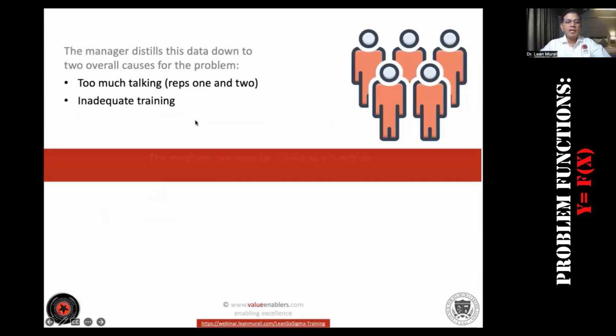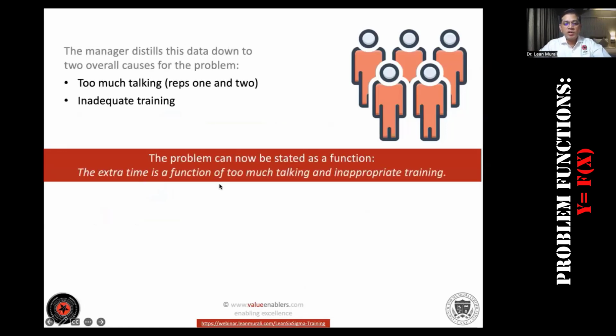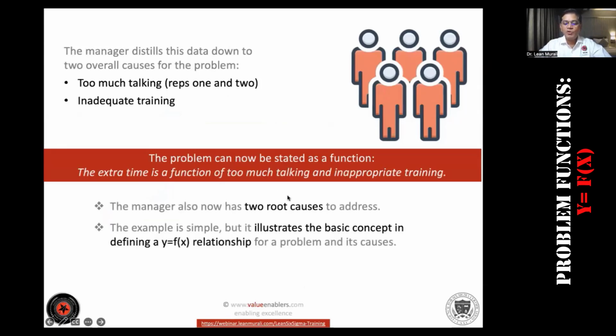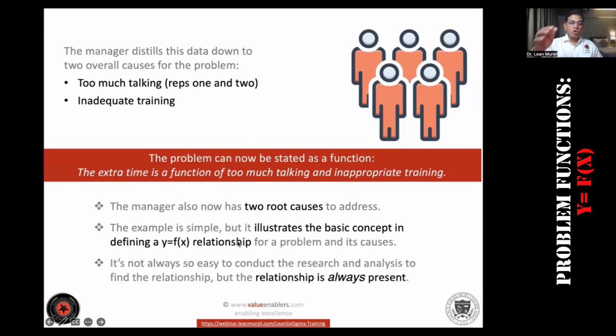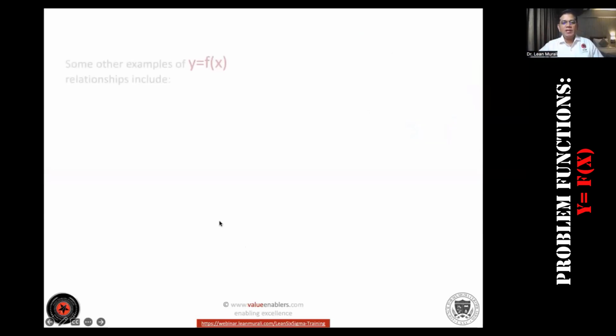So too much talking, inadequate training, and hence the extra time is a function of too much talking and inappropriate training, and y is equal to f of x. If this is clear, please give me a 9 or 10 if it is super clear. Thank you very much. Even if you're not able to research out the relationship, the relationship always exists. That's what we concluded.